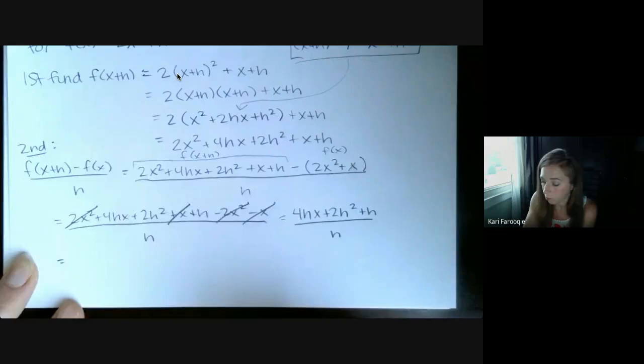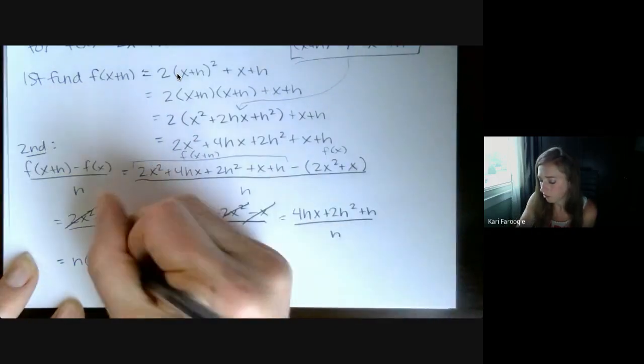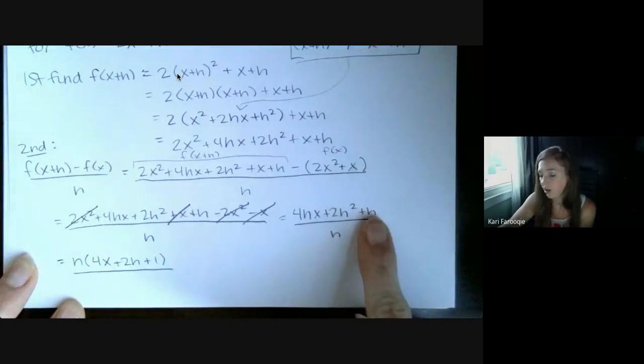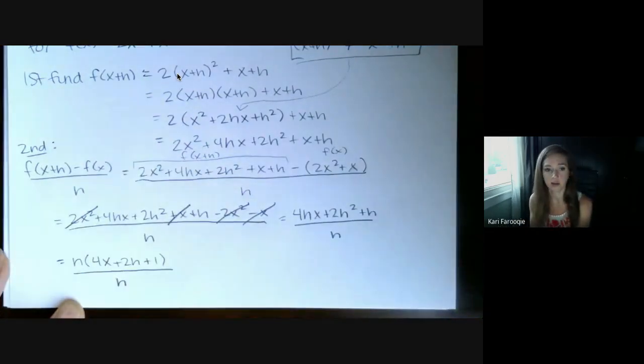But if you want to see why that works, factor out the h. And that leaves you with 4x plus 2h plus 1. Remember, when we take h and divide it by h, we still get 1 divided by h. And now you can see that, okay, fine, we factored it out. Let's cancel it out.